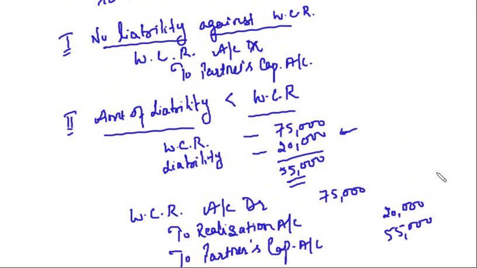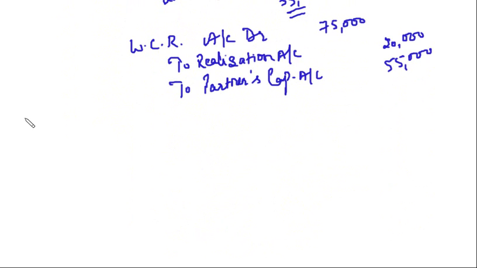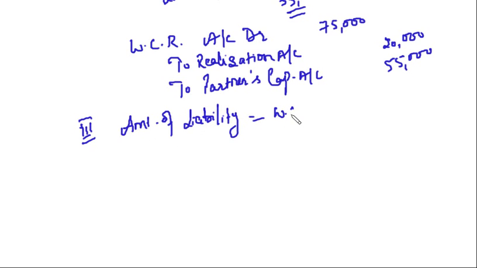Clear these two cases? No liability, we will transfer the whole of reserve to partners' capital accounts. If amount of liability is less than workmen compensation reserve, then the amount of liability will be transferred to realization account and the remaining will be transferred to partners' capital accounts. Now, third case. Third case is amount of liability is equal to workmen compensation reserve.